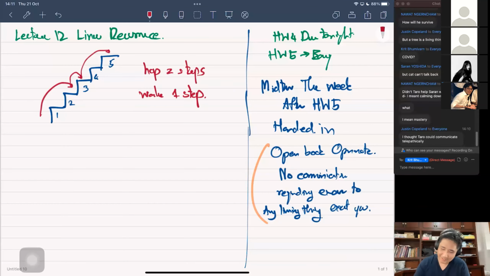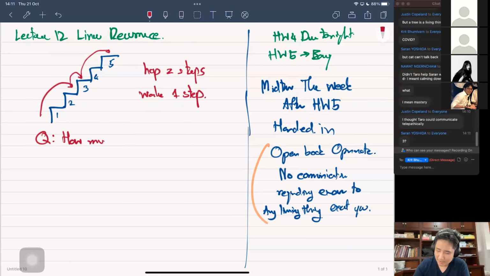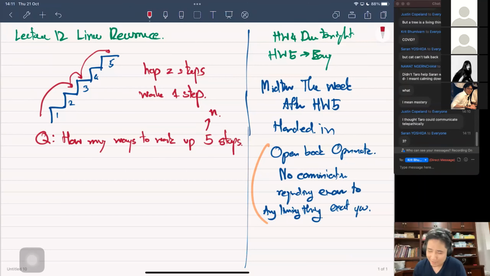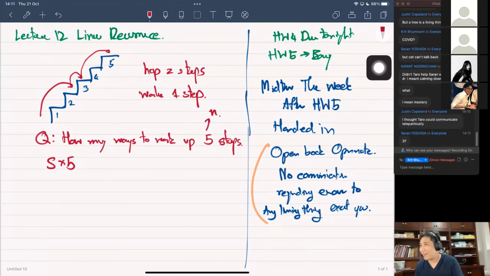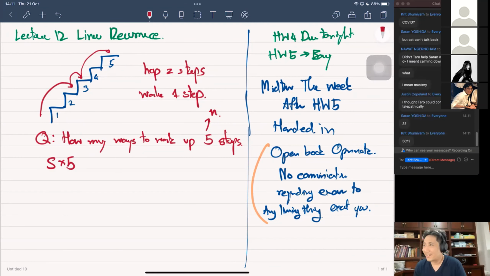So the question here is, how many ways are there to walk up 5 steps? We're going to learn about counting maybe next time. How many ways to walk up 5 steps, which we're going to change to n later. What do you think? 3? Why 3? No. I can tell you there are a lot more than 3. For example, you can step 5 times. You just walk 1 step at a time, 5 times, and you get what you need. No, not 5 choose 1. It's much more complicated than that.